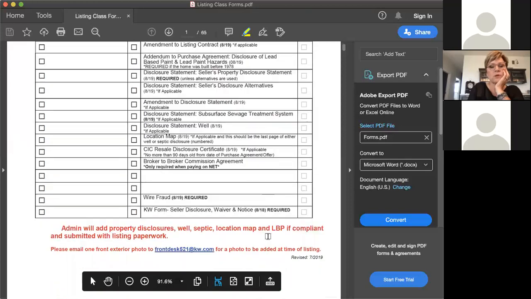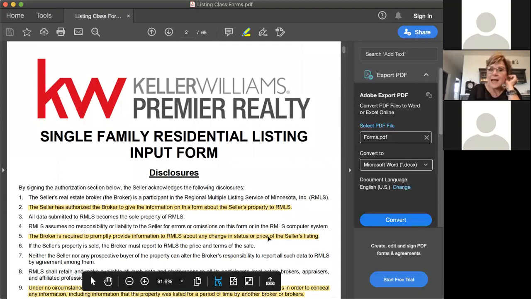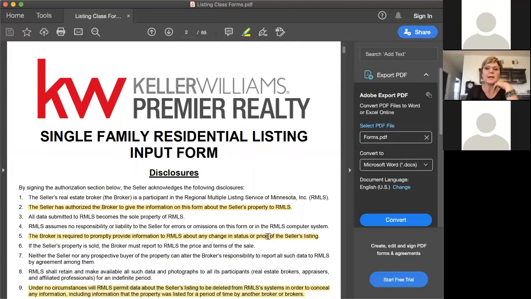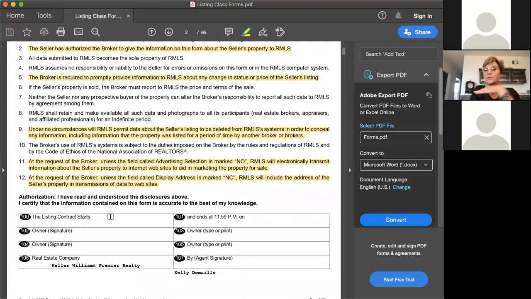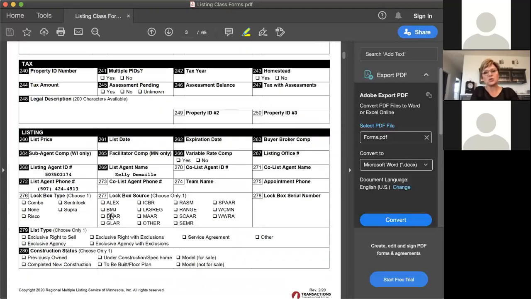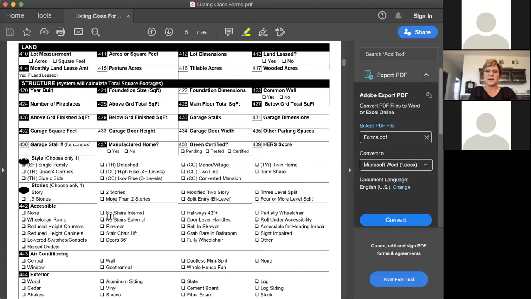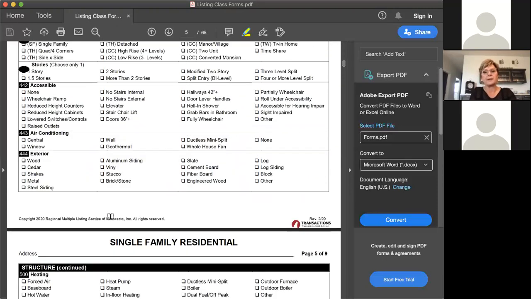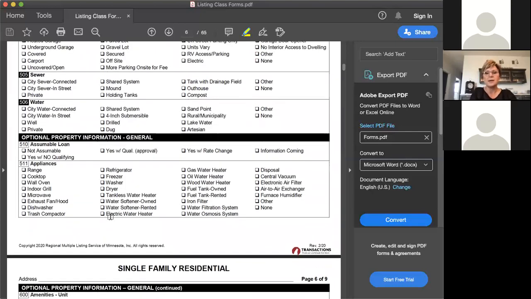Nope. Okay, awesome. So the next form is the actual input form through North Star. When you look at this whole input form, it starts with a disclosure page, which we do need signatures on. But then it goes into many, many pages of input data potentially needed for a property. We're not going to go through this whole form, but I'm just showing you what it looks like.